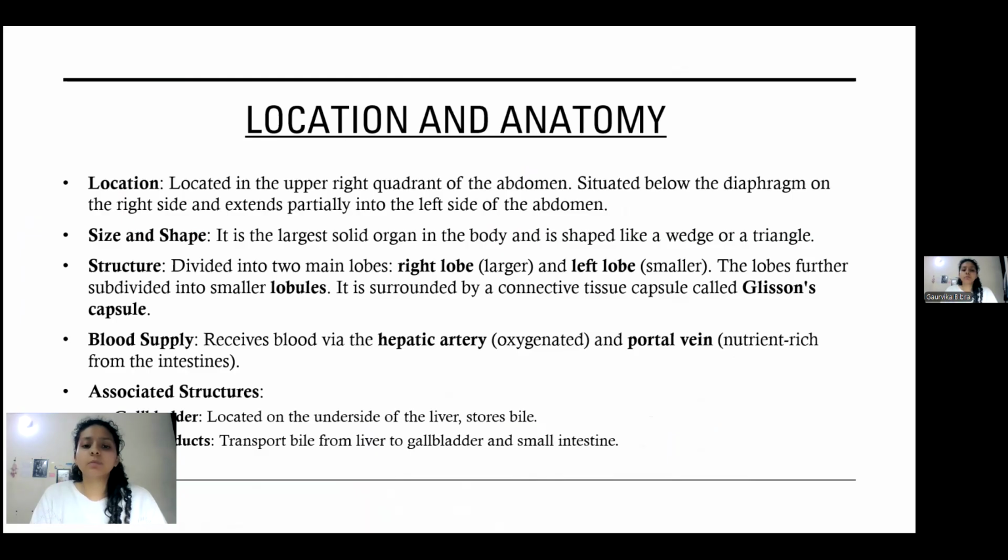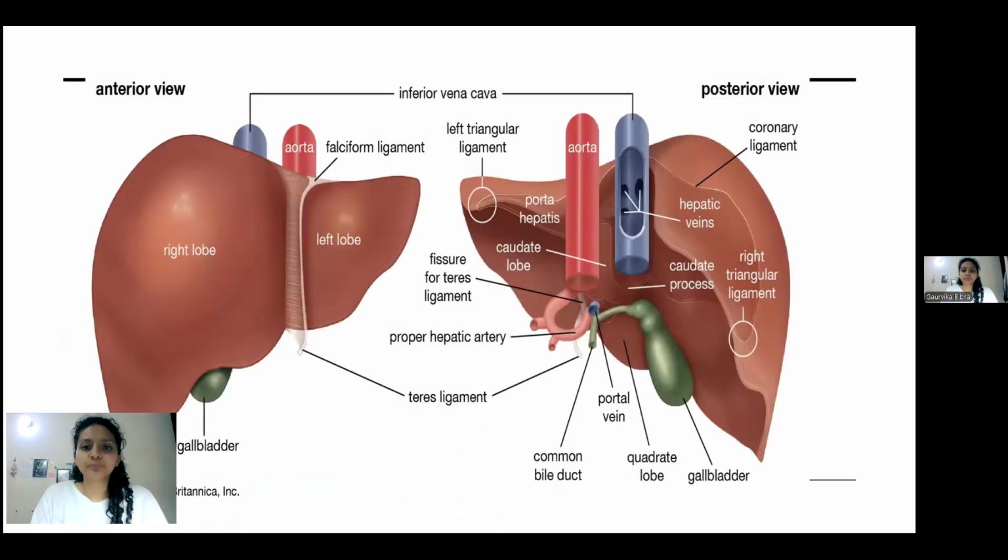Blood supply: it receives blood via the hepatic artery and the portal vein. Associated structures: the gallbladder, located on the underside of the liver, stores bile. Hepatic ducts transport bile from the liver to the gallbladder and small intestine. A diagram picturing the liver, anterior view and the posterior view.